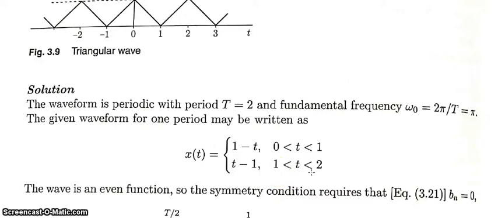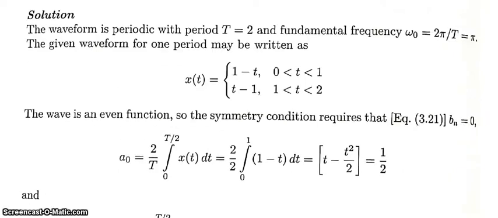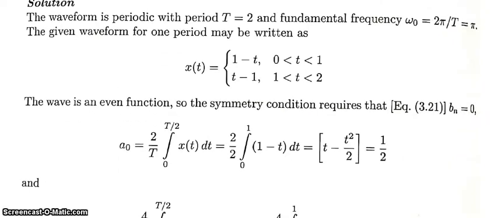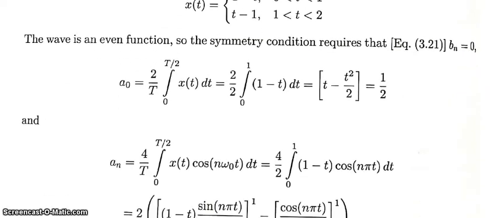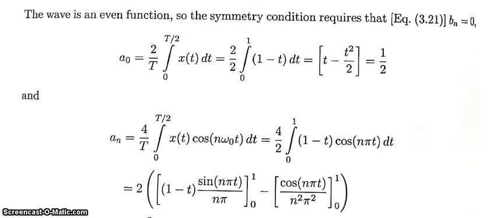Now also, when we observe this waveform, we can clearly see the wave is an even function. Therefore, the symmetry condition requires that Bn equal to 0. That is, when the given signal is an even function, the coefficient Bn is 0. Therefore, we just need to evaluate only A0 and An. Now, the equation is slightly different.